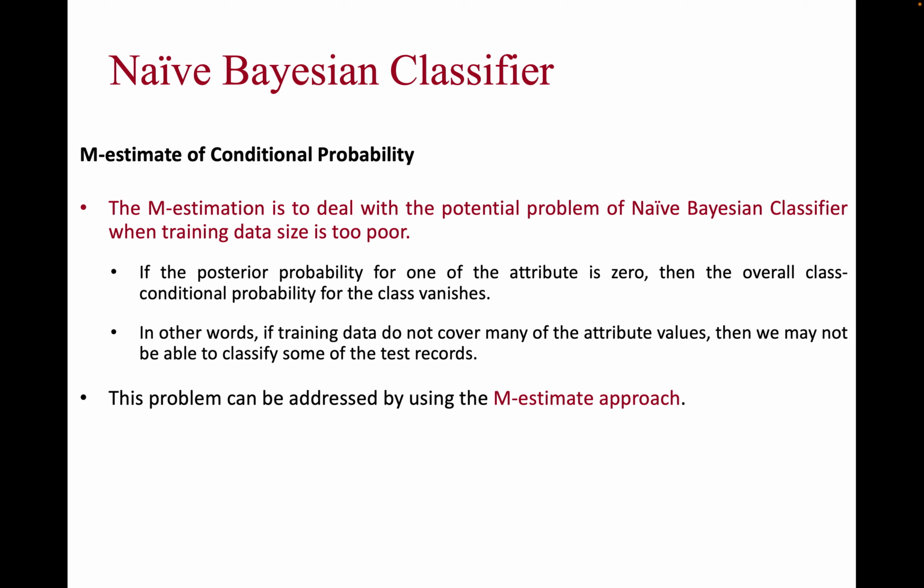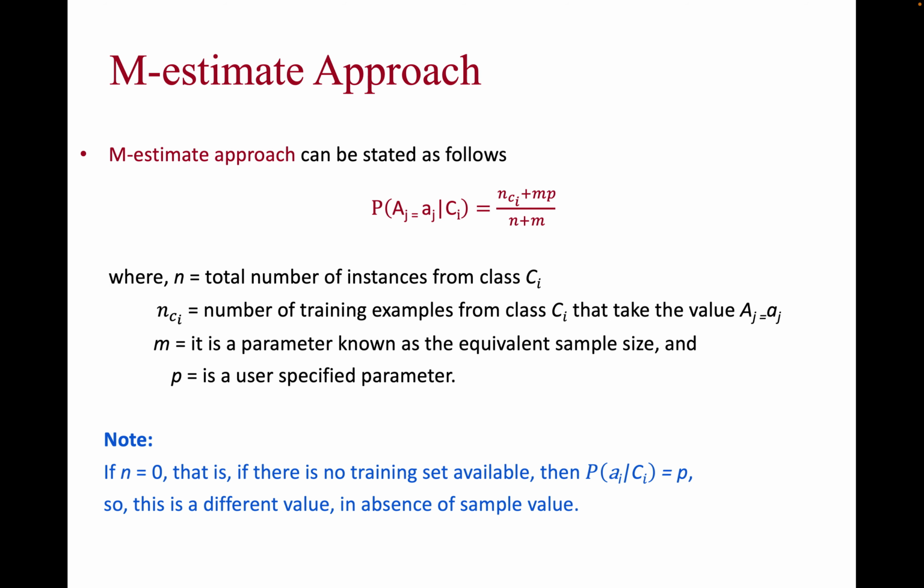If the posterior probability for one of the attributes is 0, then the overall class conditional probability for the class vanishes. In other words, if training data do not cover many of the attribute values, then we may not be able to classify some of the test records. This problem can be addressed by using the M estimate approach. M estimate approach can be stated as follows.